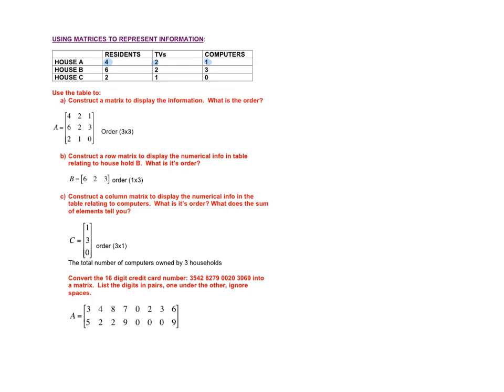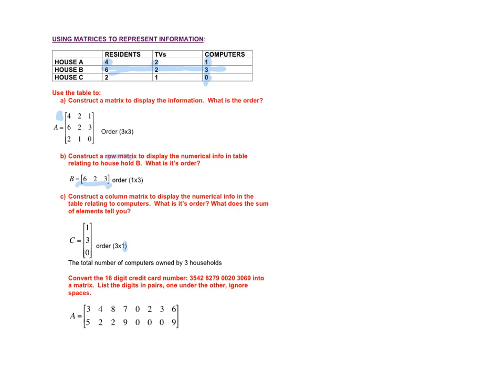So there you go. This is house A is row 1 there. So it's an order of A, 3 by 3, yeah? And now it's asking us to construct a row matrix to display the numerical information relating to house B. So I just had to write that. So here you go. And a row matrix would always have one row, and this one has 3 columns. Then it said construct a column matrix to display the information containing computers, which is that one there. And a column matrix always has 1 column, so it's a 3 by 1.